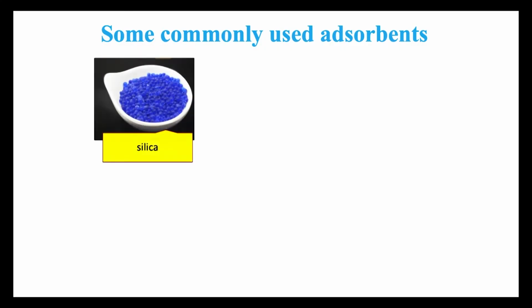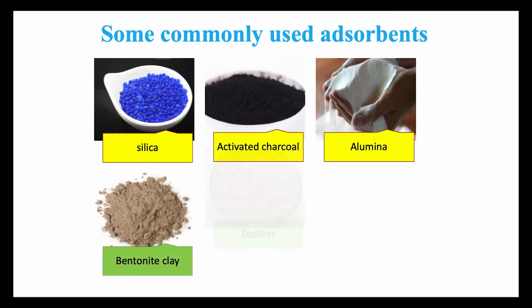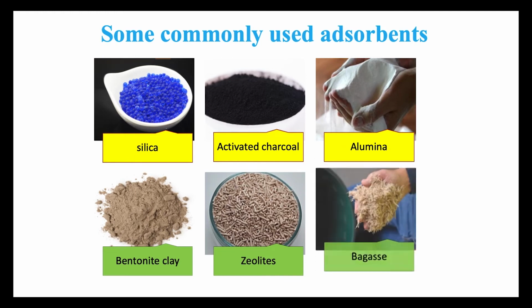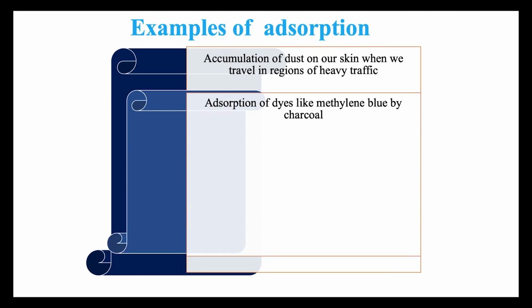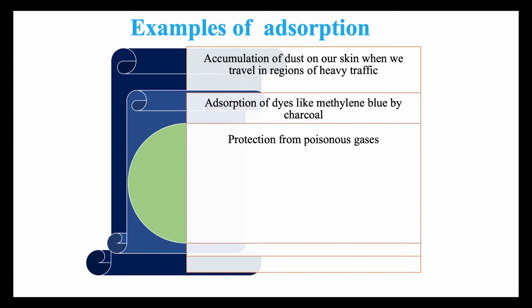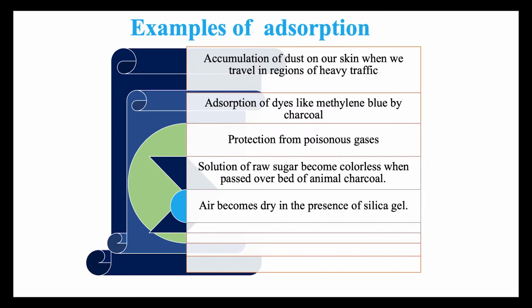Some commonly used adsorbents are silica, activated charcoal, alumina, bentonite clay, zeolites, etc. You will be more clear when we see some more examples of adsorption. First one is accumulation of dust on our skin when we travel in a region of heavy traffic. Next, adsorption of dyes like methylene blue by charcoal. Protection from poisonous gases. A solution of raw sugar becomes colorless when passed over a bed of animal charcoal. Air becomes dry in the presence of silica gel.